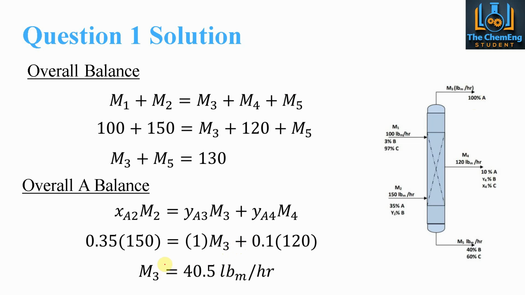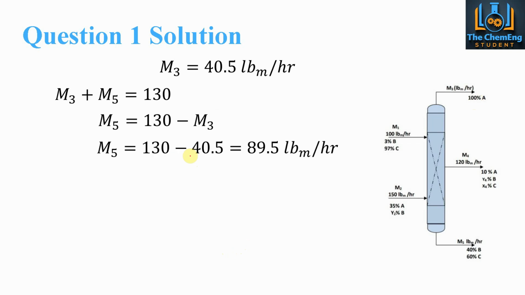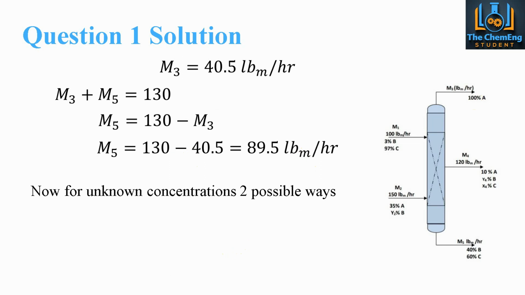Now that we know M3, we can substitute this back into this equation and determine the value of M5. So M5 becomes 89.5 pounds per hour. So now we have determined the two flow rates that were required at the beginning of the question. So now we need to determine the unknown concentrations. Now there are two ways that we can go about this.